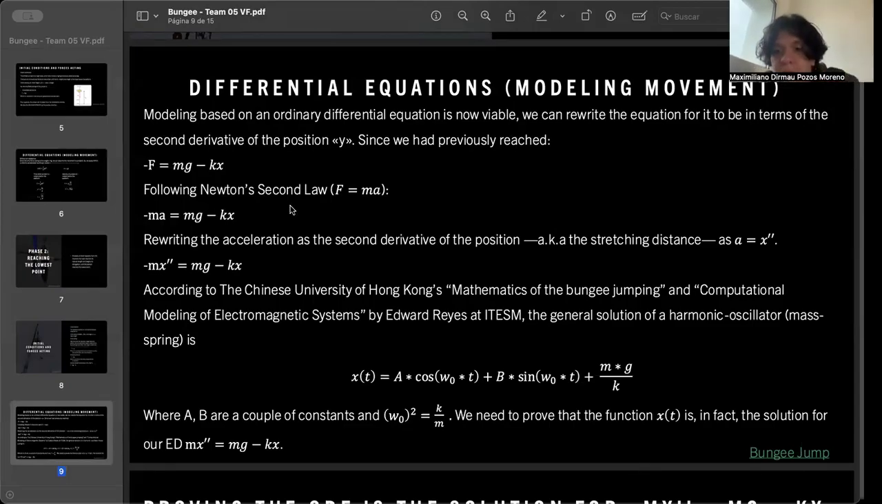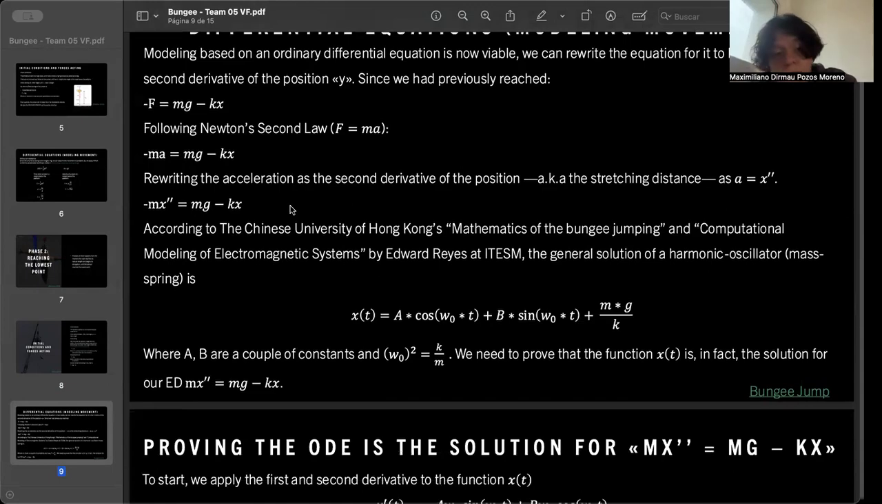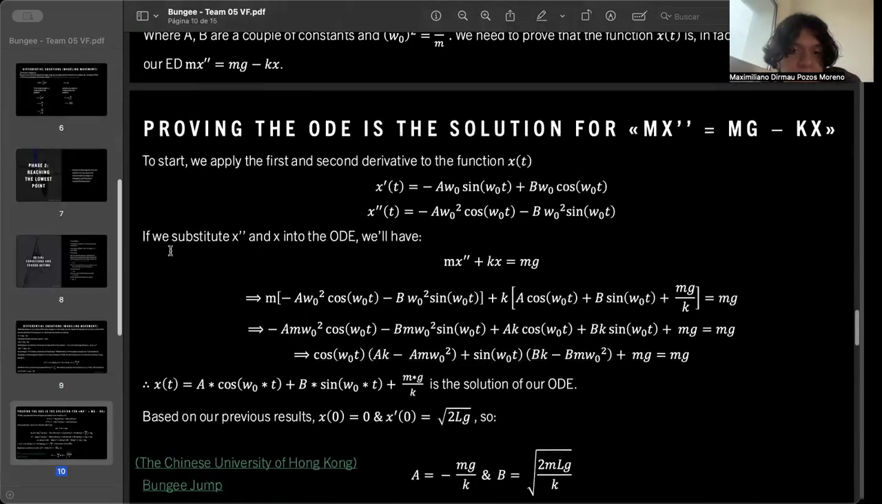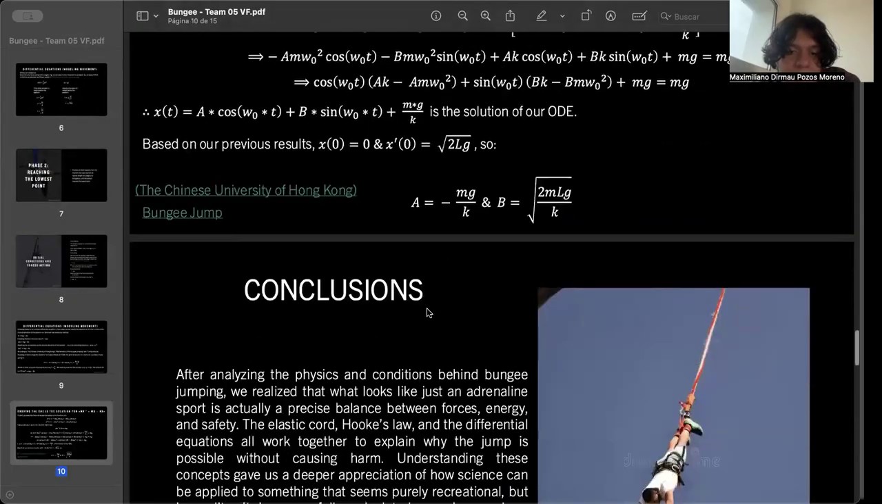This is where the motion becomes more complex, because now it's a mass-spring system. This phase ends when the jumper reaches the lowest point, where the rope's upward force balances gravity and the person momentarily stops before bouncing back.